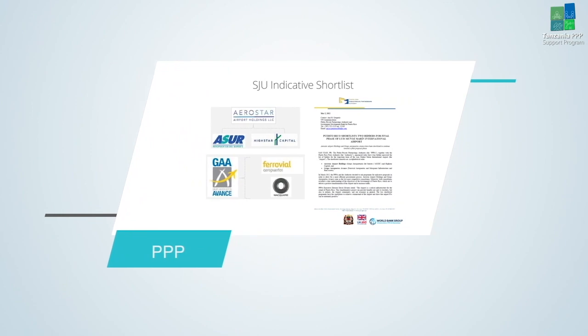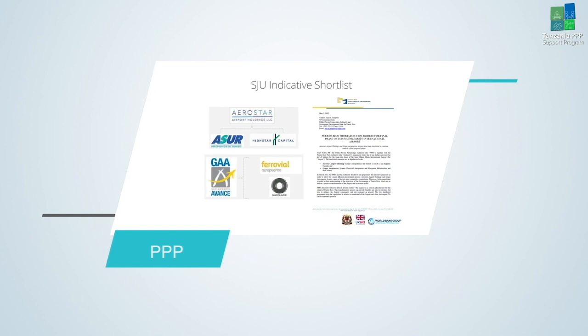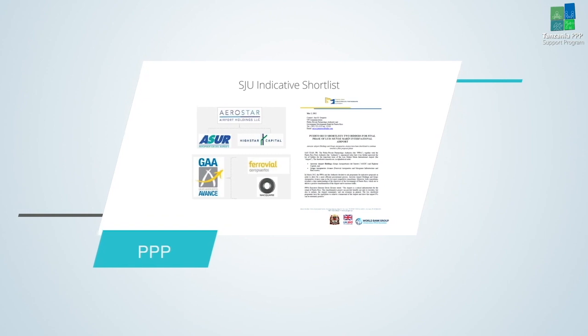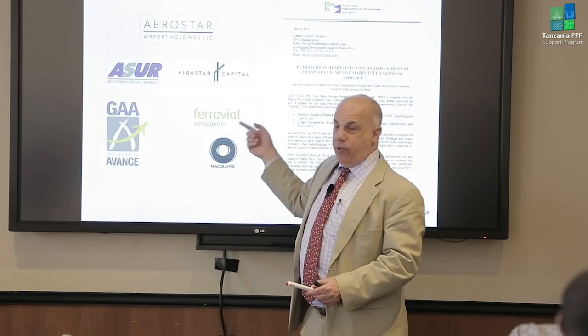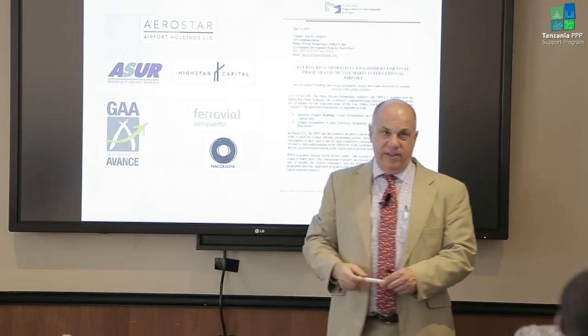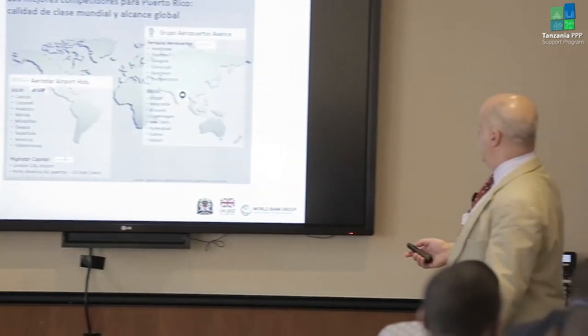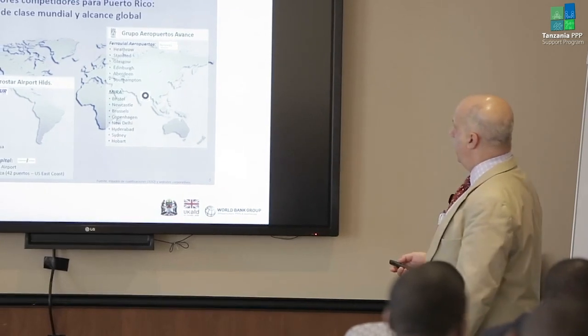We had an earlier shortlist. We have this special purpose vehicle, Aerostar, that's together with a Mexican firm who's the airport operator, and a firm out of New York City which provides the money. And then here, GAA is a Spanish firm as the operator. The money came from Australia. See how these things are very international. So that's in May of 2012.